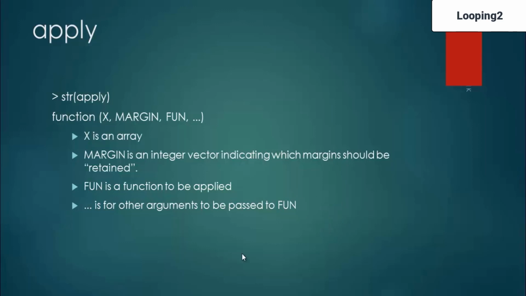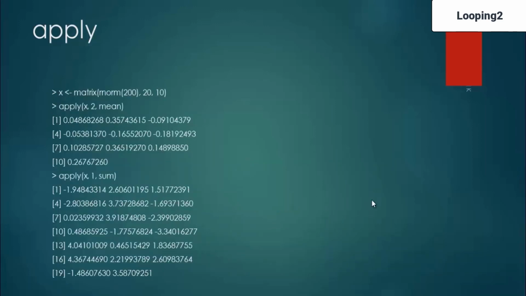Now, here you have a matrix of 200 random normal variables, with number of rows equal to 20 and number of columns equal to 10. Now when you apply the function apply, you have x, 2, and mean. Now you are specifying that the margin is 2. So basically you'll find 10 values, one for each of the 10 columns. So that's the reason apply is giving this.